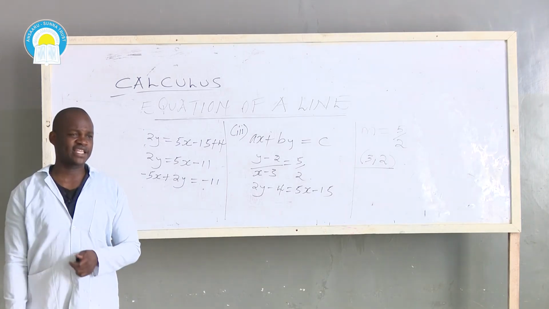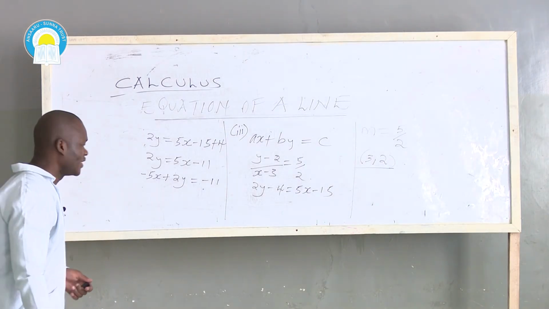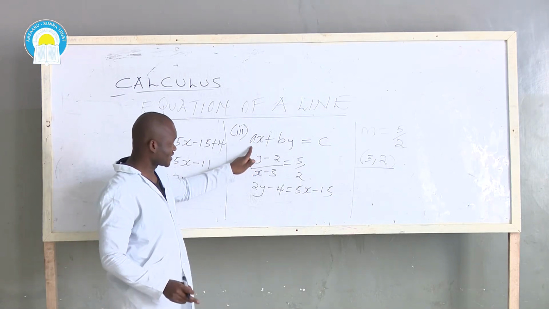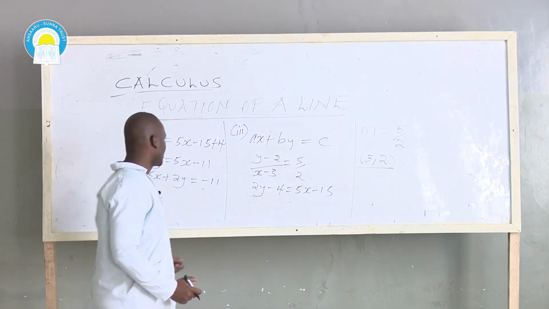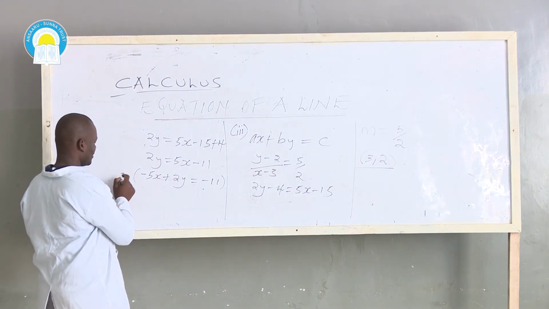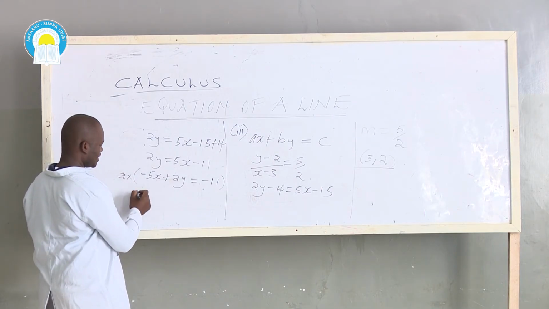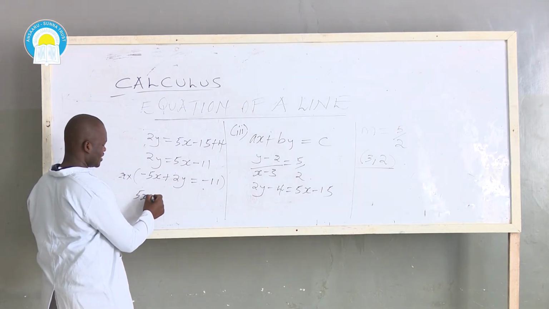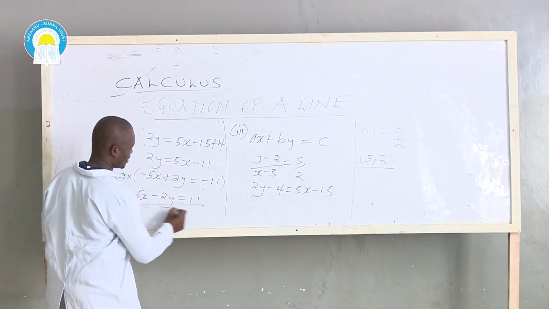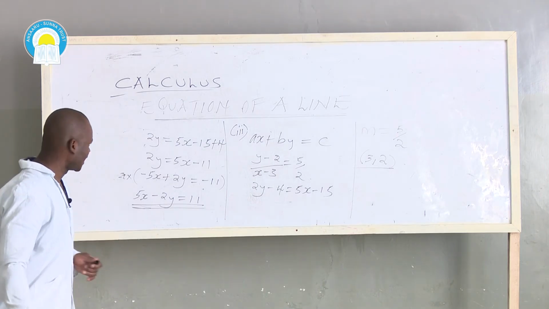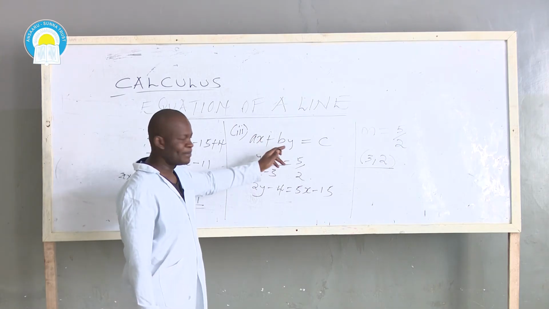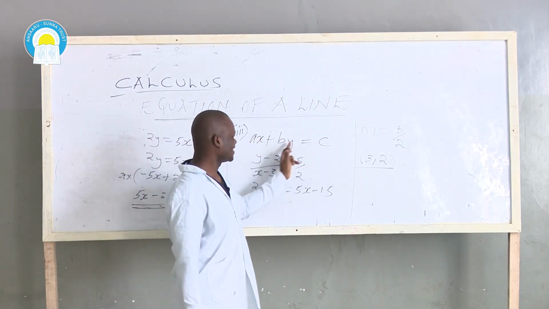Now, do you leave your answer like that? That will not be okay. Having been told to begin with the ax, just ensure that this is positive. How do I achieve that? Multiply throughout by negative 1. This will give you 5x minus 2y is equal to 11. So in that form, the final answer would be okay, the form of ax plus by is equal to c.